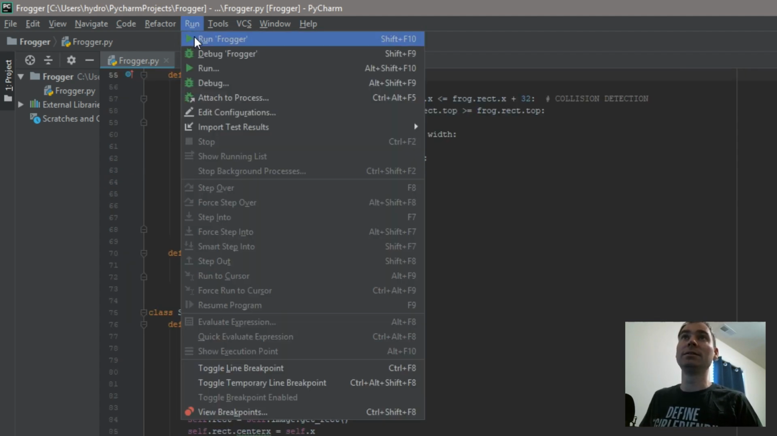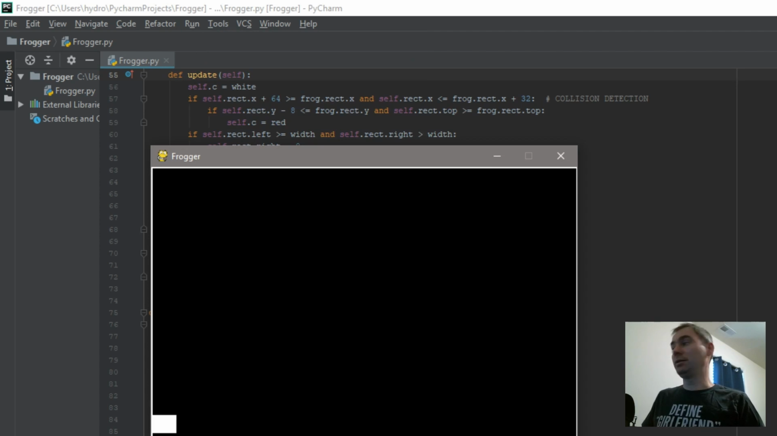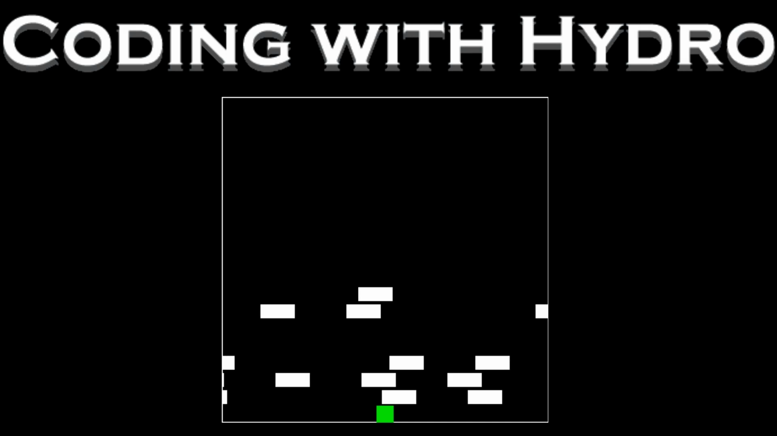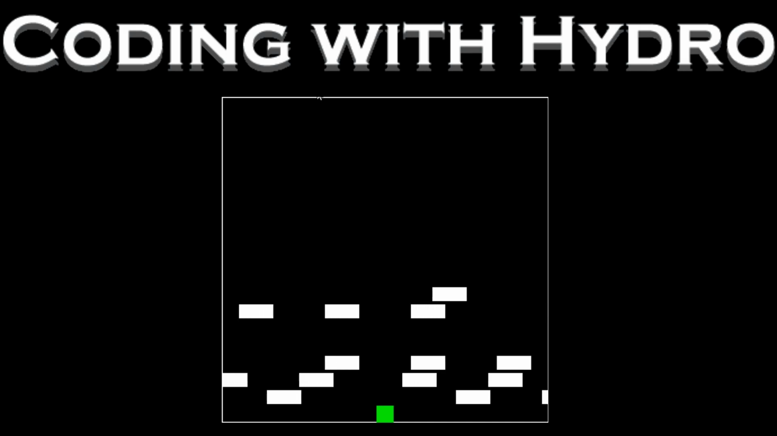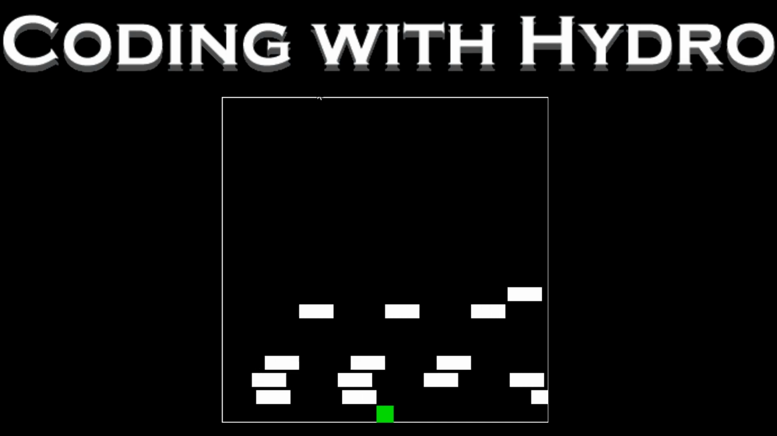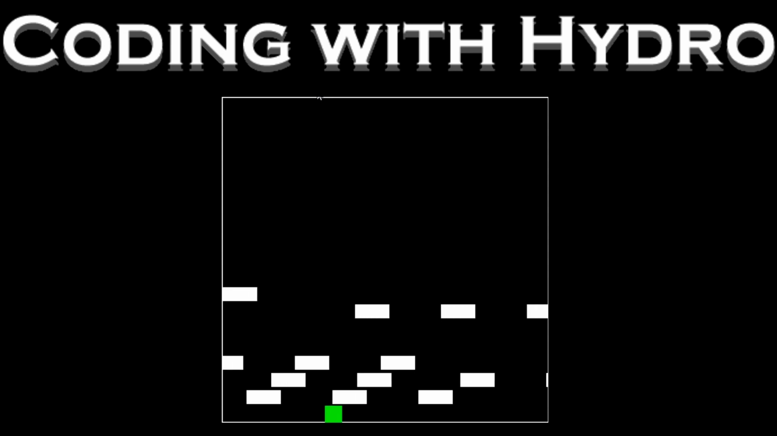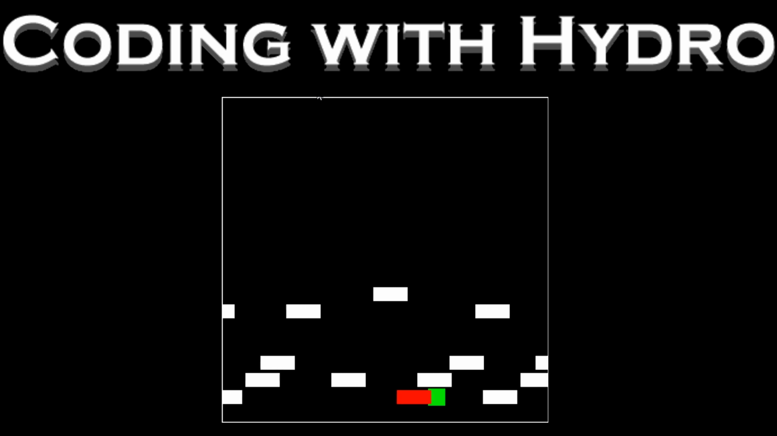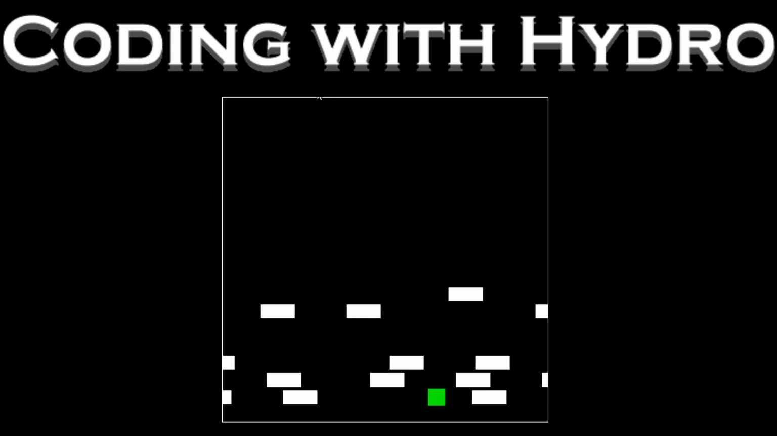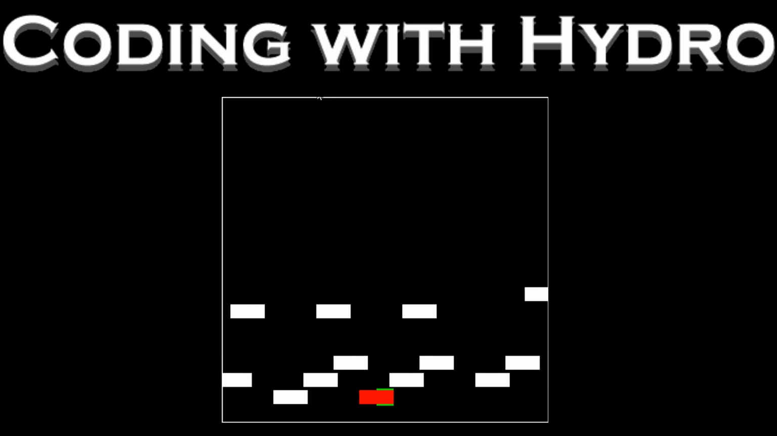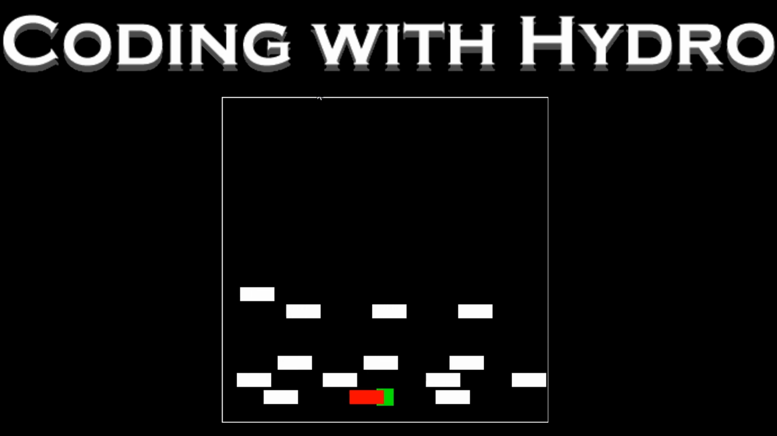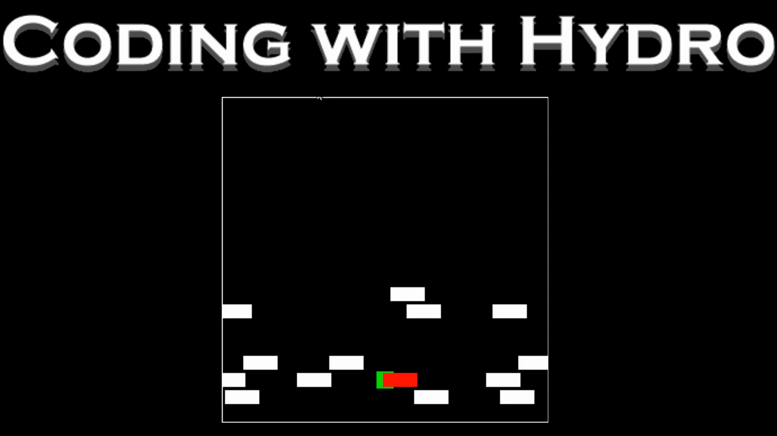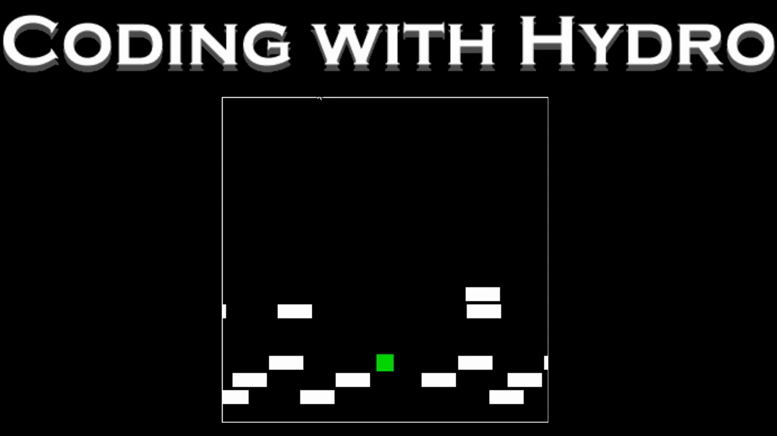So again, if we look at it, I have my frog, and if my collision's working, the car should turn red. So when a car turns red, I'm colliding, meaning I just got run over, right? And it will work with every car.